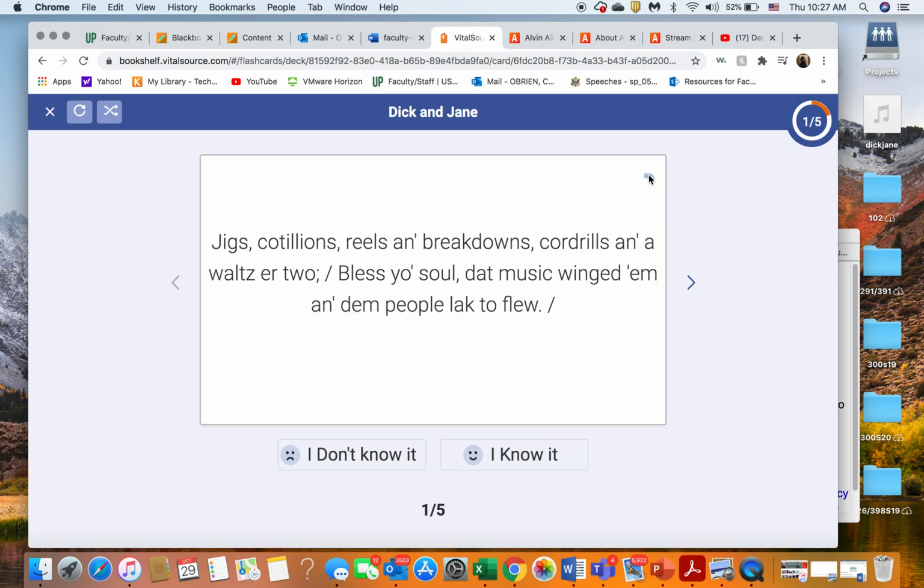And then I was also thinking intertextually about the language, the somewhat dialect-driven conversation that precedes Claudia's description of the language, combined with the description of the party by Paul Laurence Dunbar, also in a dance: jigs, cotillion, rills and breakdowns, cordials and a waltz or two, bless your soul, that music Wyndham, and dem people like to flew. Sorry that I read the dialect, but there it is. It's that kind of fast-paced and joyful language that is like a dance.